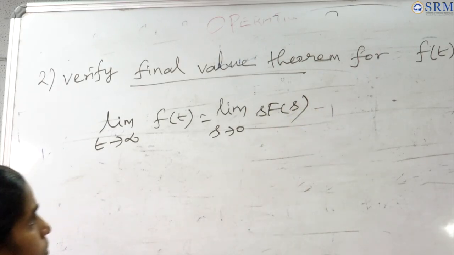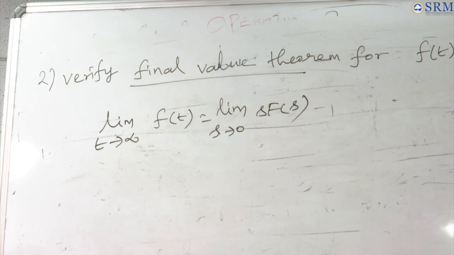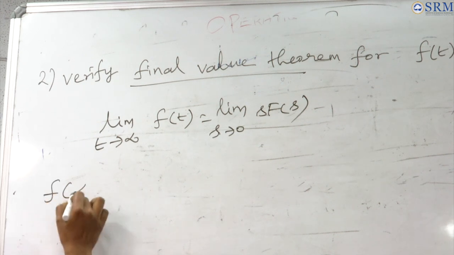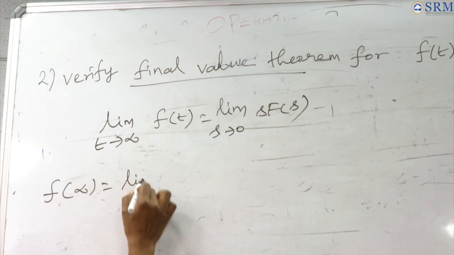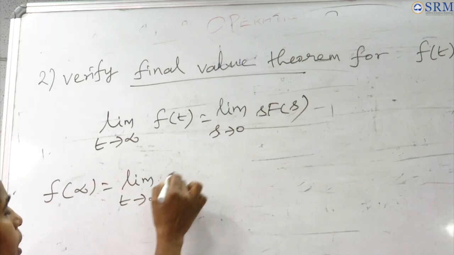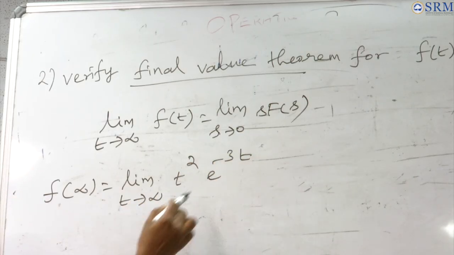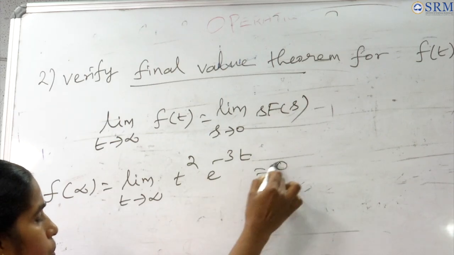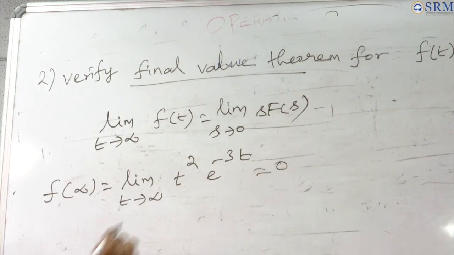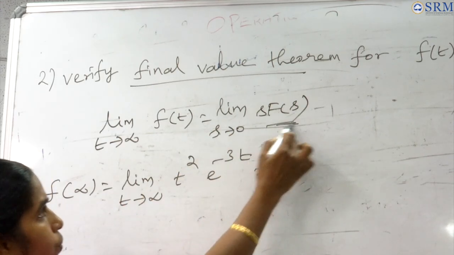f of infinity: limit t tends to infinity of t squared into e power minus 3t. Anyway, 0 into infinity is 0, so LHS equals 0. Next, before that, you find the f of s value.